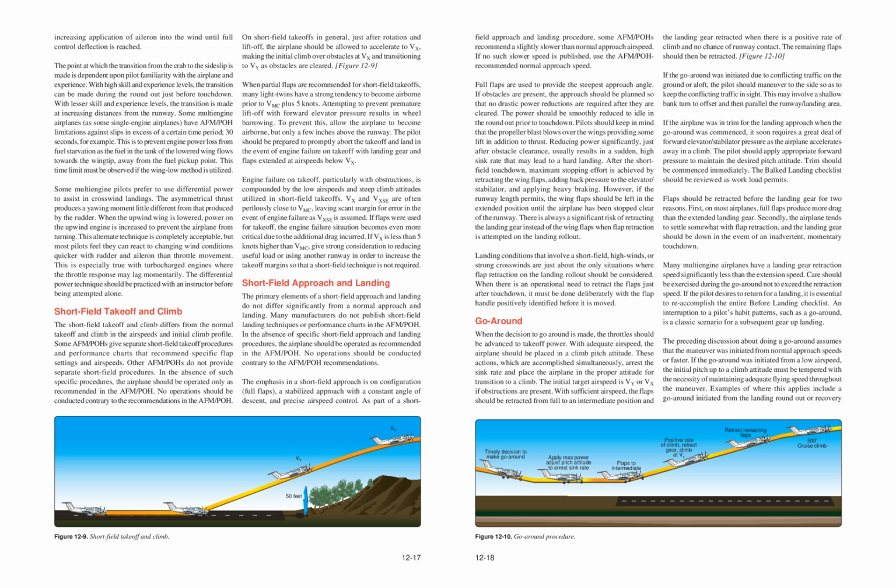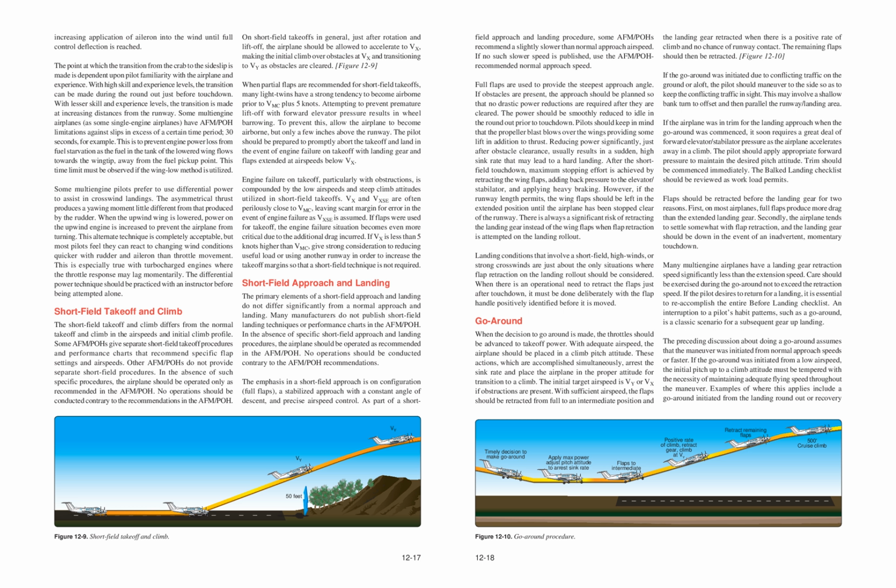Some multi-engine pilots prefer to use differential power to assist in crosswind landings. The asymmetrical thrust produces a yawing moment little different from that produced by the rudder. When the upwind wing is lowered, power on the upwind engine is increased to prevent the airplane from turning. This alternate technique is completely acceptable, but most pilots feel they can react to changing wind conditions quicker with rudder and aileron than throttle movement. This is especially true with turbocharged engines where the throttle response may lag momentarily. The differential power technique should be practiced with an instructor before being attempted alone.